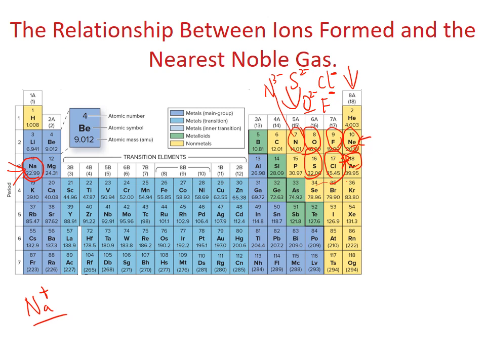Similarly, what about potassium? Potassium has 19 electrons, and the closest noble gas element is argon, which has 18. So from 19 to 18, again, it needs to lose an electron. When it loses an electron, it has more positive charge, and therefore potassium is positive 1.